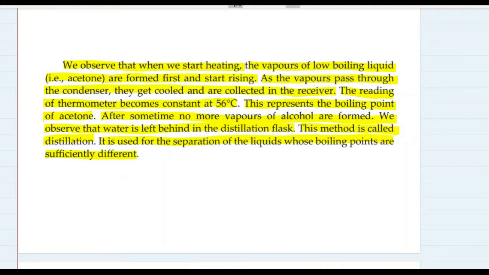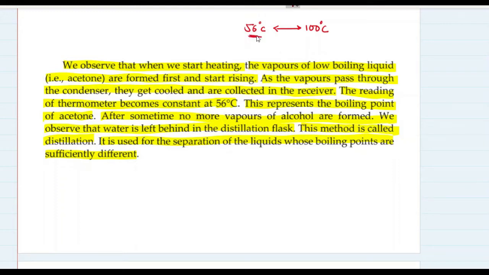What is the boiling point of acetone here? 56 degrees Celsius. What is the boiling point of water? 100 degrees Celsius. There is a sufficient gap between them. So we can use this method of distillation for separating the mixture of acetone and water.